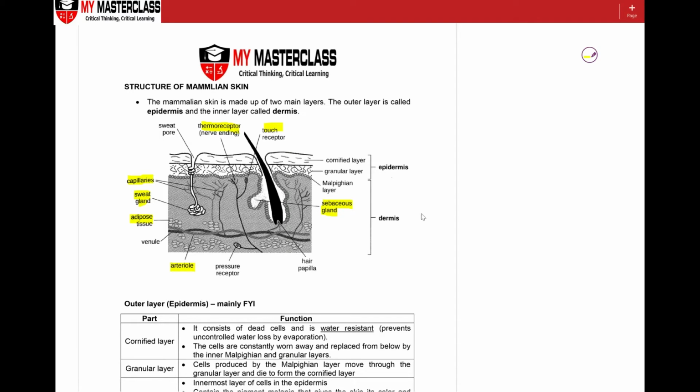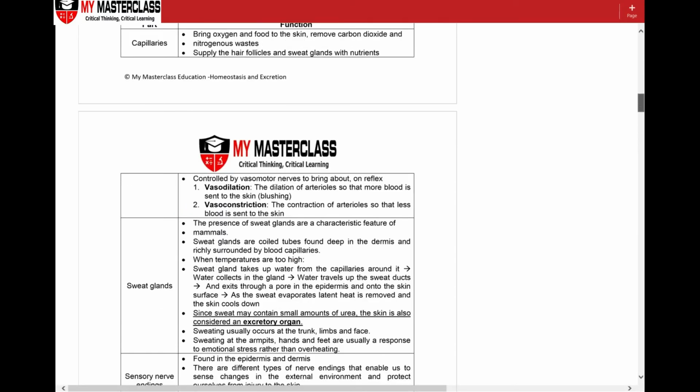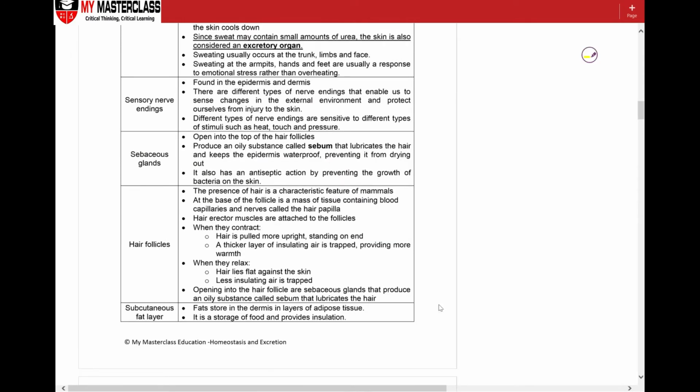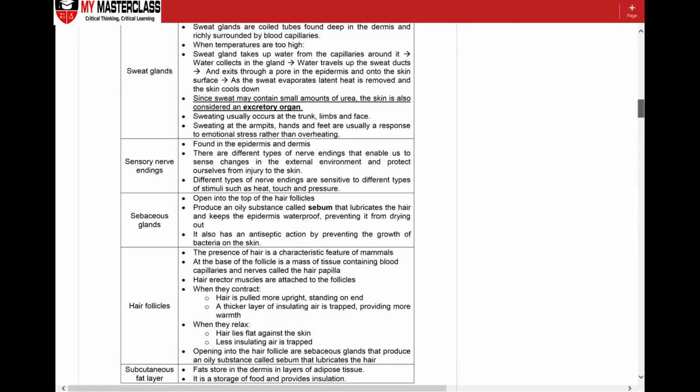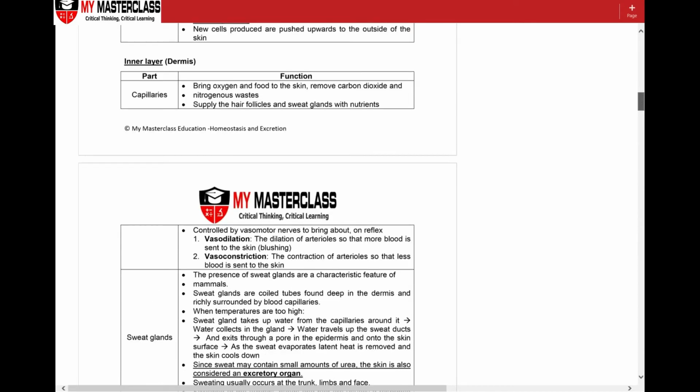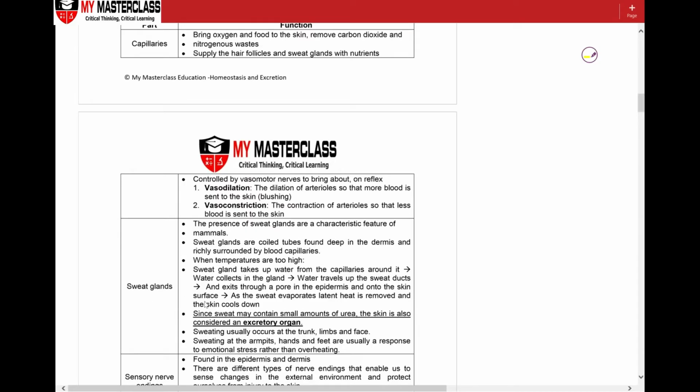Okay, so these are the different parts that I mentioned about in the table. Okay, so just take note that when we look at kidneys, it is a form of excretion because it removes the urea away from the body. So in the same way, the sweat itself is removed through the skin, and therefore it is considered an excretory organ.